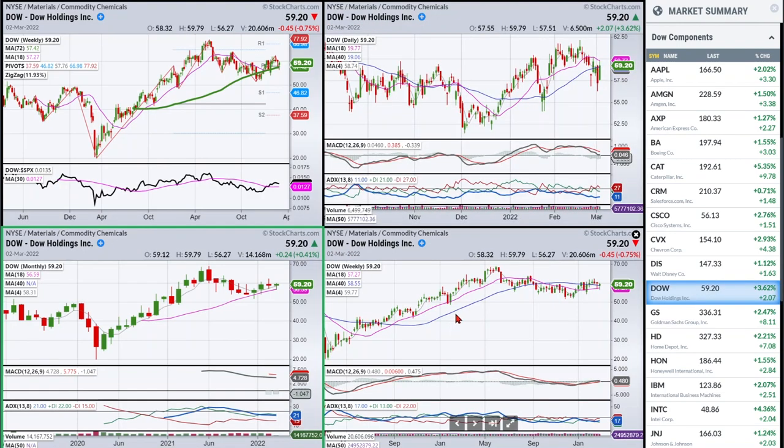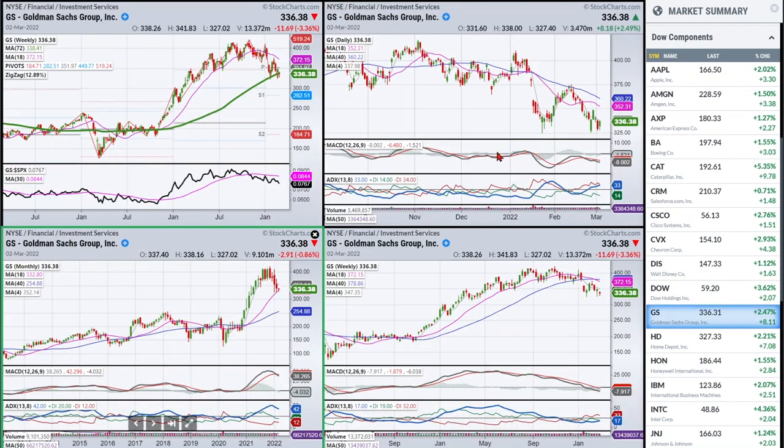Dow Chemical. So one of the things I noticed in the Dow is there's not a lot of basic materials in here, and there's some pretty good action in basic materials, steels, aluminums, even gold starting to show some signs of life, and certainly agricultural chemicals. This looks okay, but I want to see it get back up through this peak up here, 62, 62 and a half.